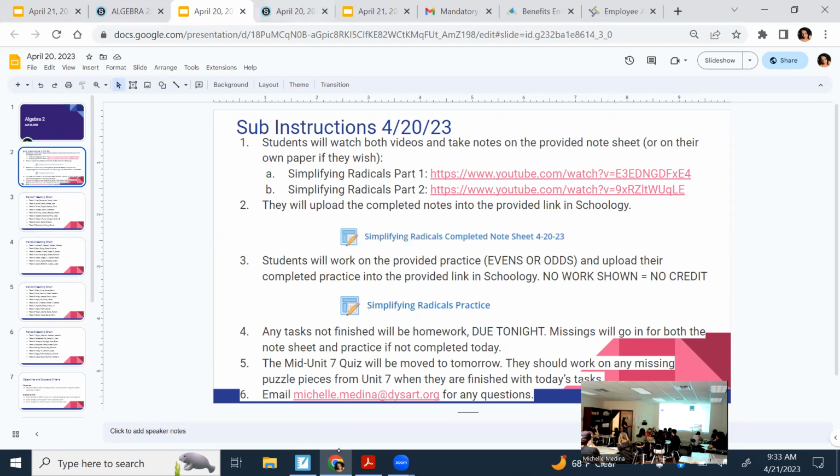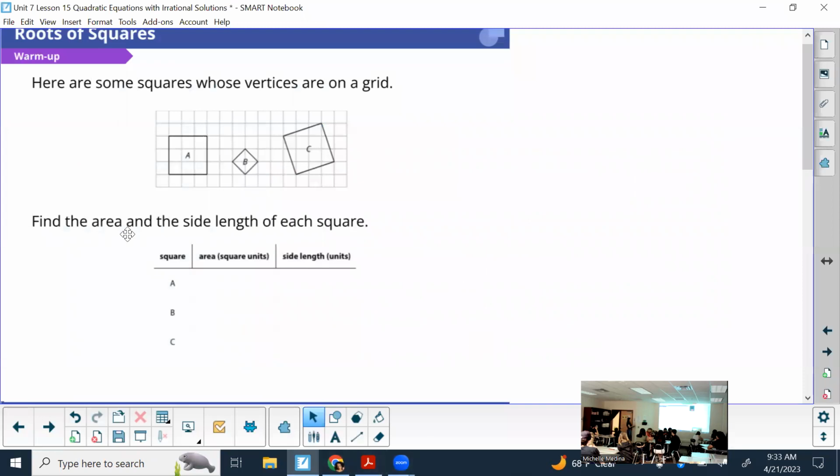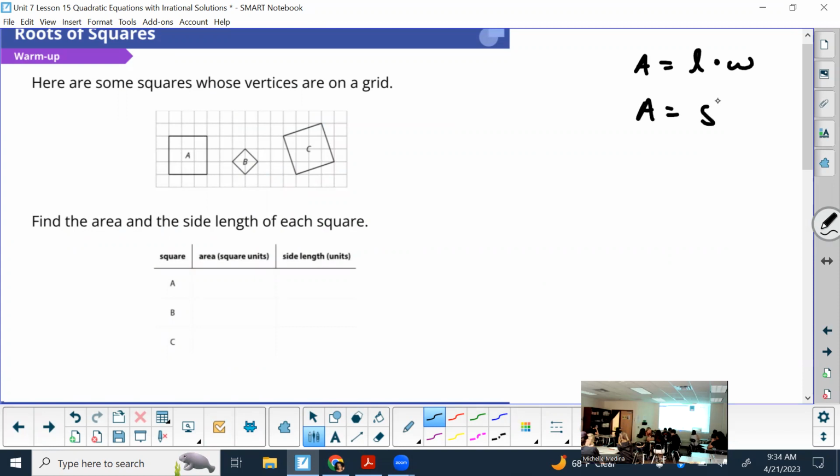Okay, anyway, that's yesterday's obligation. You still have it done. Now to the warm-up. We have to find the area and side length of each square. So what's the formula for area of a square? What was that, Christina? Length times width. So same as a rectangle, but what's unique about squares? Equal sides. They have all the sides the same. So for a square specifically, you could also do side squared, or length times width, because it happens that the length and width will be the same.